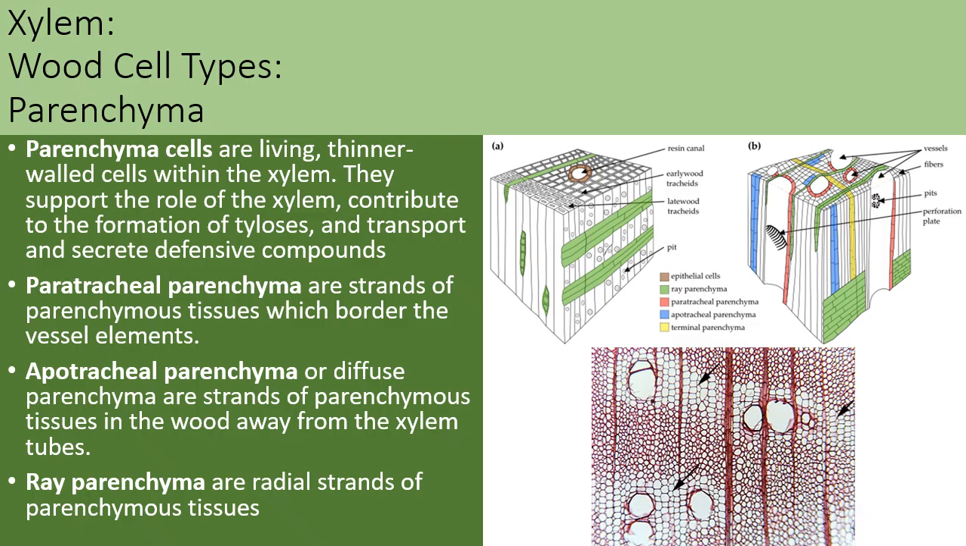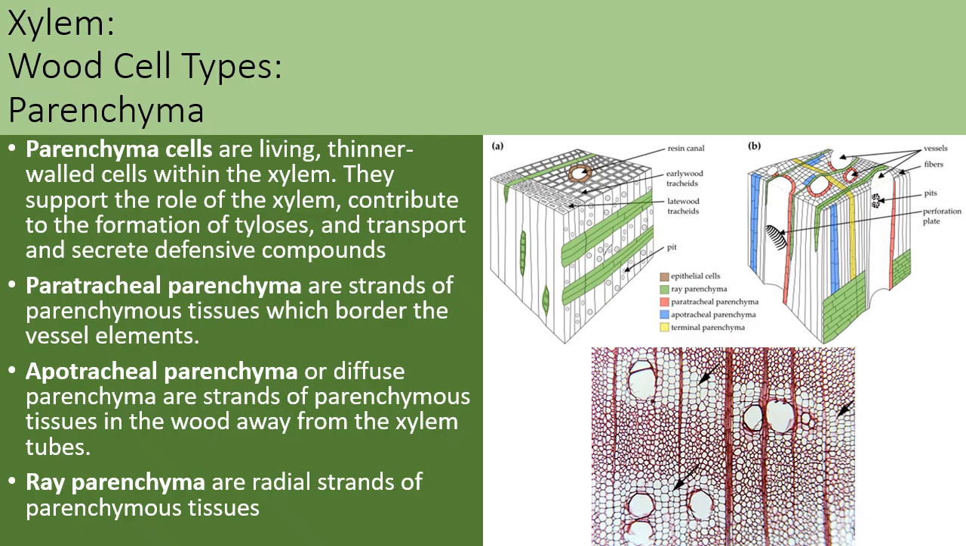So I like to think of the parenchyma cells as kind of the immune system of the inside of the trunk. There are a couple different kinds, but generally the parenchyma cells are thinner walled living cells, and they contribute to the formation of tyloses, which are those little walls that are made inside the xylem once it's embolized in order to prevent the spread of fungal filaments through the xylem vessels.